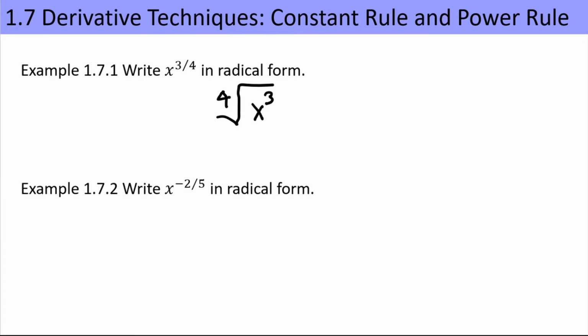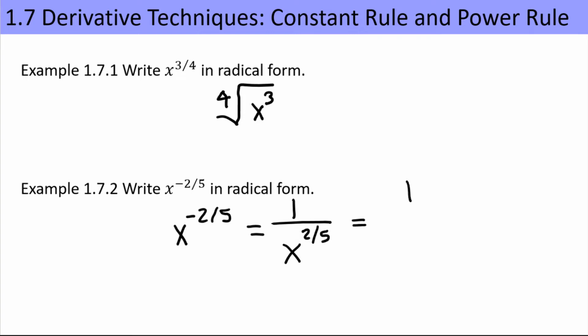Example 1.7.2. Write x to the negative 2/5 in radical form. There are several different ways in which we can approach this. I am inclined to first get rid of the negative in the exponent, so we will write x to the negative 2/5 is equal to 1 over x to the positive 2/5.